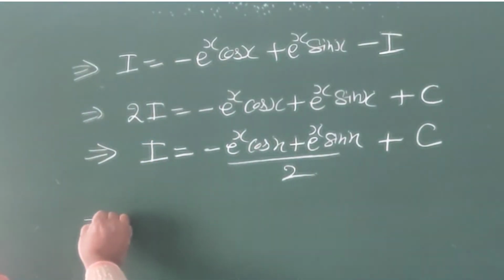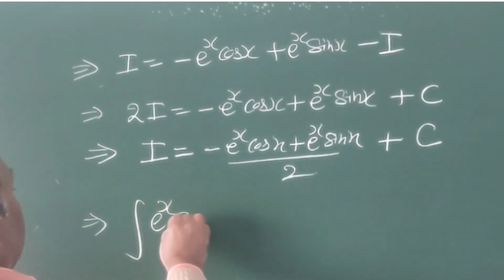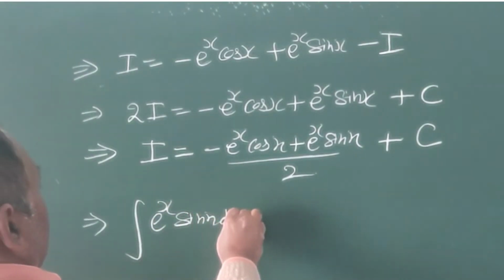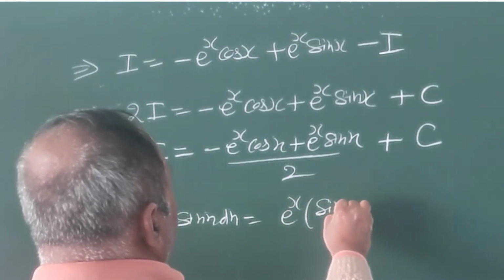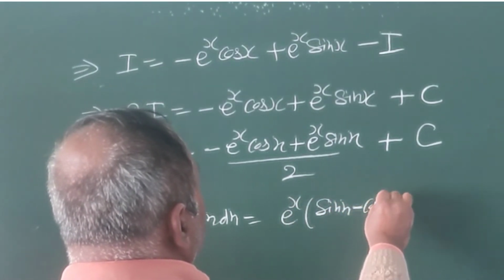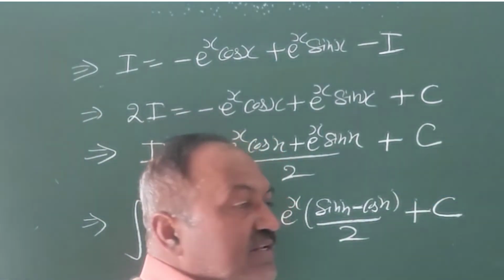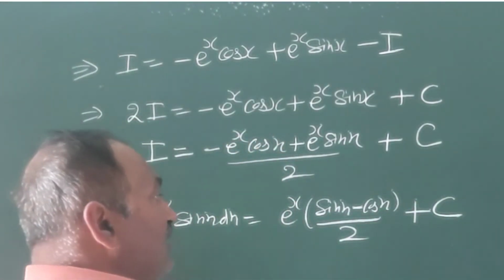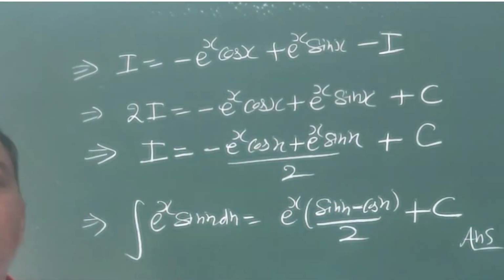Hence the answer of this question is integration of e raised to power x sin x into dx is equal to, taking e raised to power x common, we get e raised to power x into sin x minus cos x over 2 plus c, and this is the answer of this question. Very very important questions for competition as well as examination point of view.